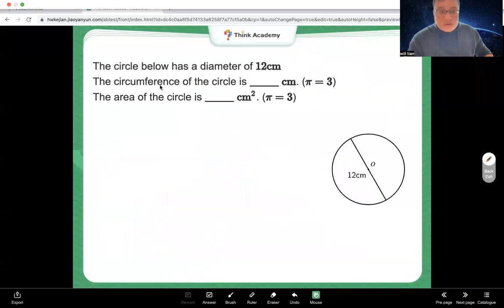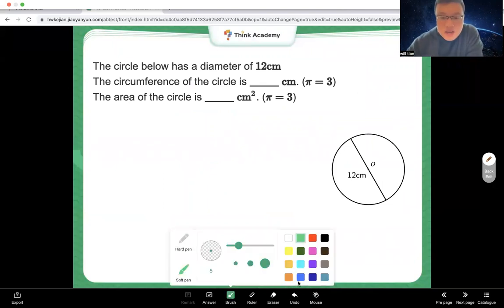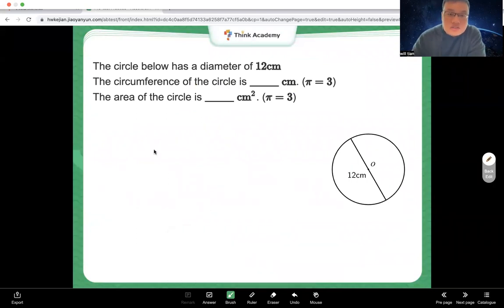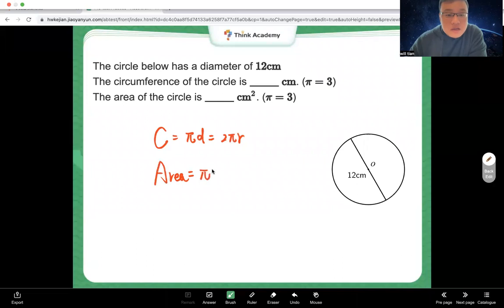All right, so next question. As for circles, I think you just need to remember the formula, the circumference of the circle and also the area of the circle. So before we solve the question, the circumference of the circle equals pi times the diameter, or you could do 2 times pi times the radius, because 1 diameter equals 2 radius, right? And then the area of the circle equals pi times radius squared. That's it. So that's enough.